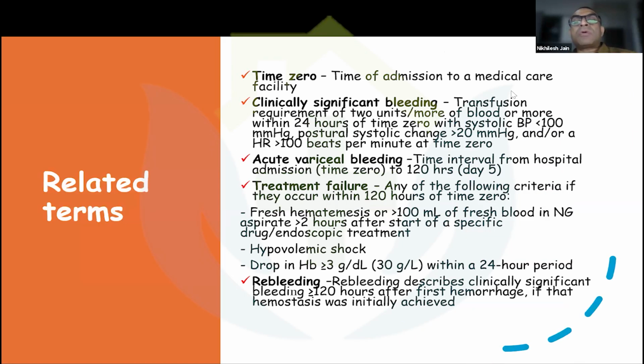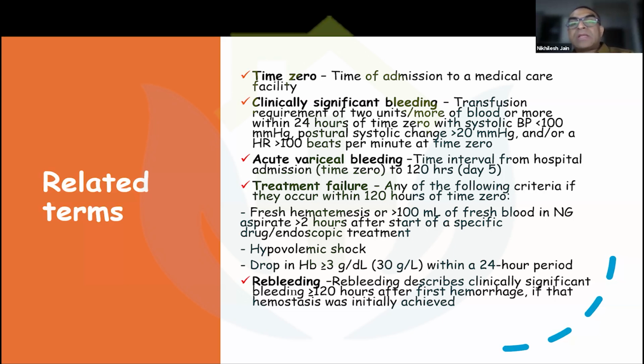So now when we talk about it, what is time zero? Time zero is basically time of admission to a medical care facility. Clinically significant bleed would be a transfusion requirement of 2 units or more of blood within 24 hours of time zero with a systolic BP of less than 100 mm of mercury, a postural systolic change of more than 20, or a heart rate more than 100 beats per minute at time zero.